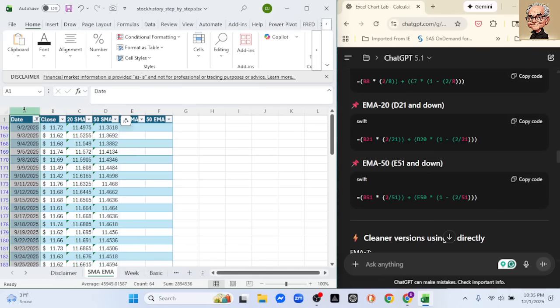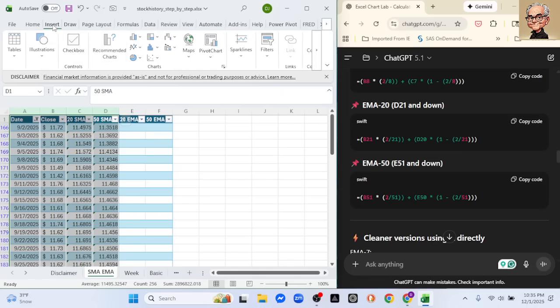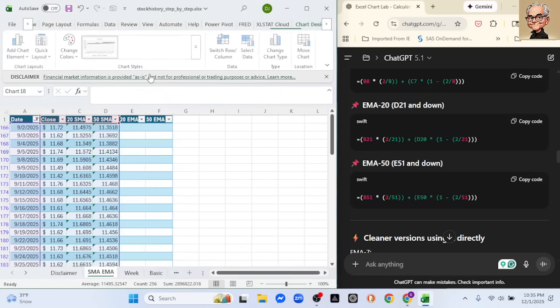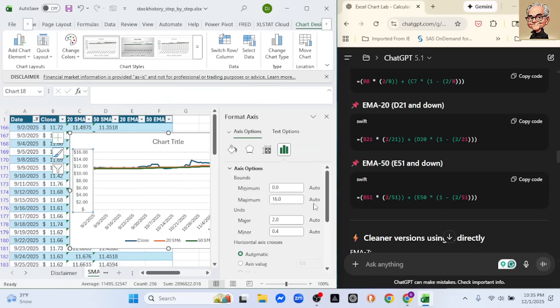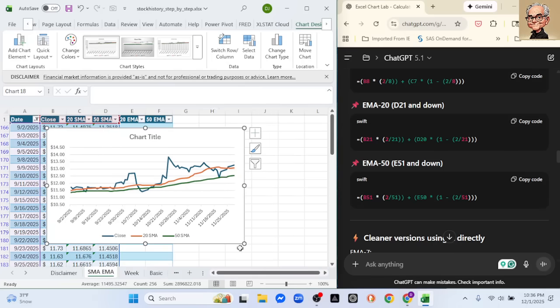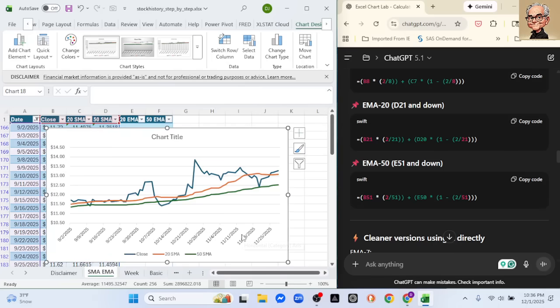Now let's do a plot. Insert line plot. Okay, now let's take a very quick look at this plot. This is Ford Motor Company data, I believe. The blue line is the closing price. The orange line is the 20-day simple moving average. The green line is the 50-day simple moving average.